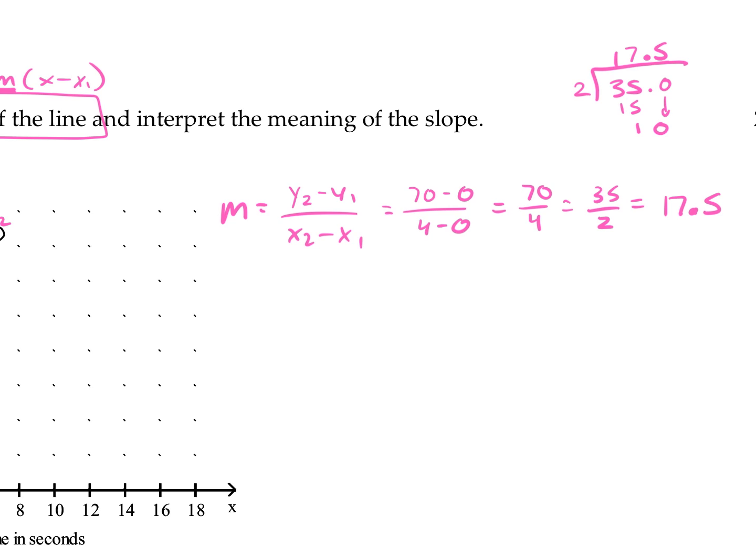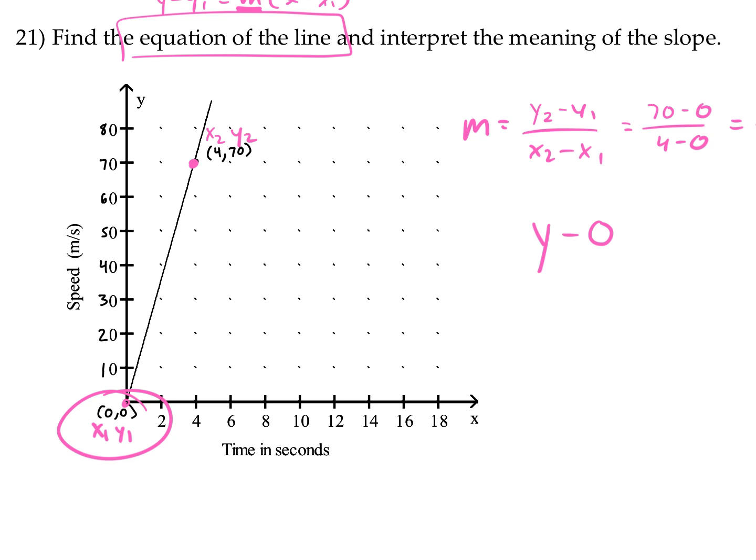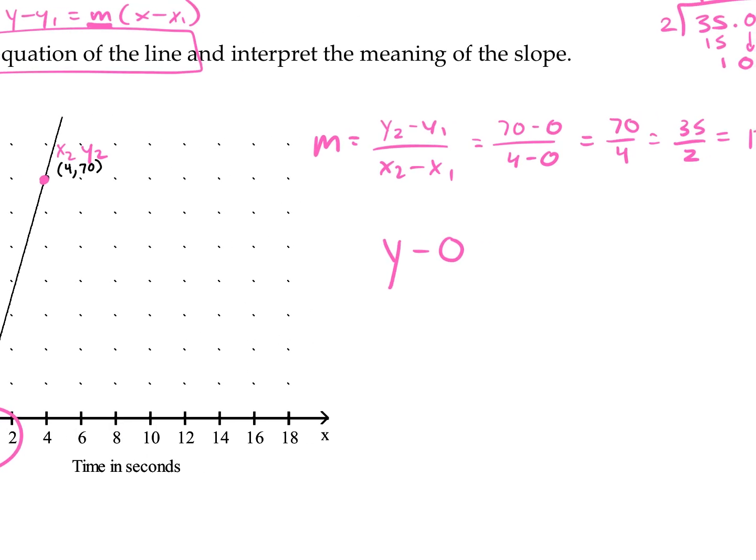So we said we wanted to use point slope form. That's fine. Let's plug it into our point slope form. So I have y. What would come next? Awesome. Minus 0, because we're going to use our x1 and y1. And then that would be equal to, what's our slope? 17.5 times x minus 0.